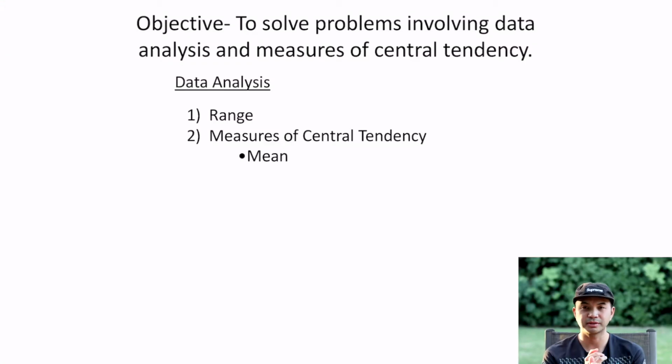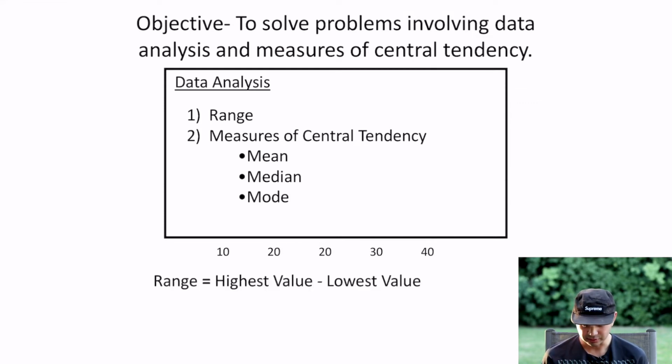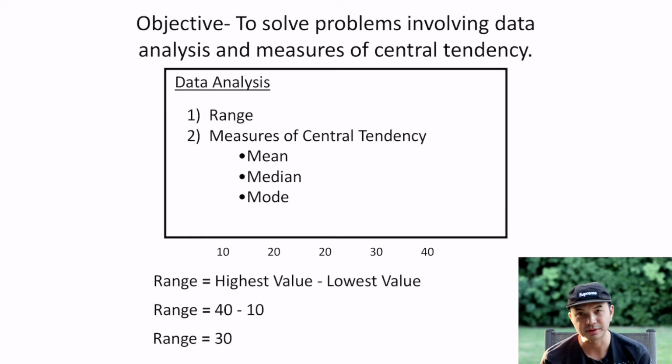Okay, so we already talked about range, highest number minus the smallest number. Measures of central tendency are mean, median, and mode. And let's start off with a very simple set of numbers here, 10, 20, 20, 30, and 40, right? So the range is going to be the highest value minus the lowest value. So the range is going to be 40 minus 10. It's a lot easier if you put it in order from least to greatest, because you know exactly what the highest number is and the lowest number. So the range is going to be 30.